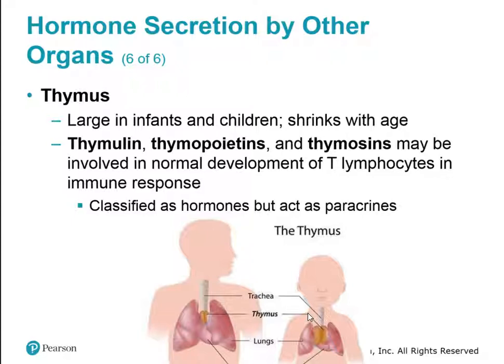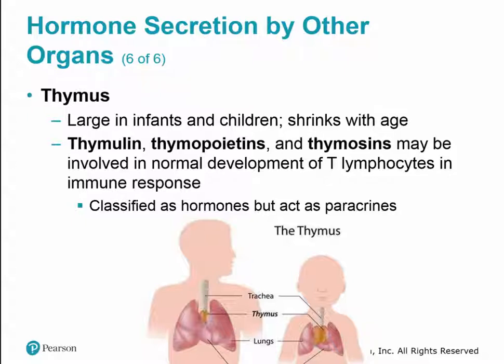So as a child, your immune system is still developing, but as an adult, it's pretty well established. That's why it's not really active in adults. Our immune system is already developed and established. We no longer need a thymus. Some hormones secreted by the thymus are thymulin, thymopoietins, and thymosins, but they're all going to be involved in that development of the T lymphocytes from the immune system.